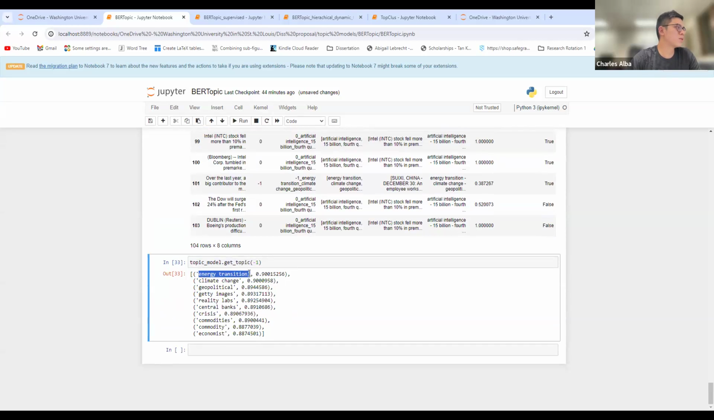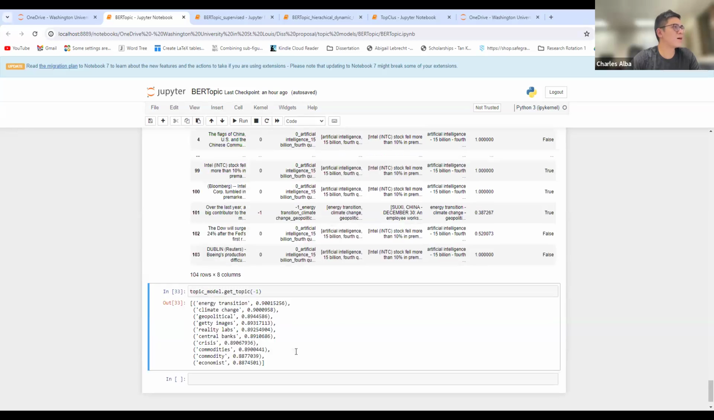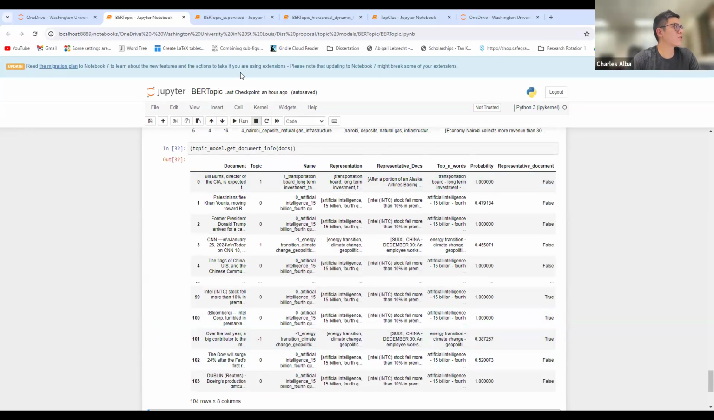So using Longformer, from what I experienced so far, is the best because it could really capture the long-term dependencies. And it shows, because you see, look, energy transition, climate change, geopolitical. For some reason, there's Getty Images here. Reality Labs. Okay, and the rest are probably a bit of rubbish, but yeah, it's basically it. Any thoughts? Any questions?